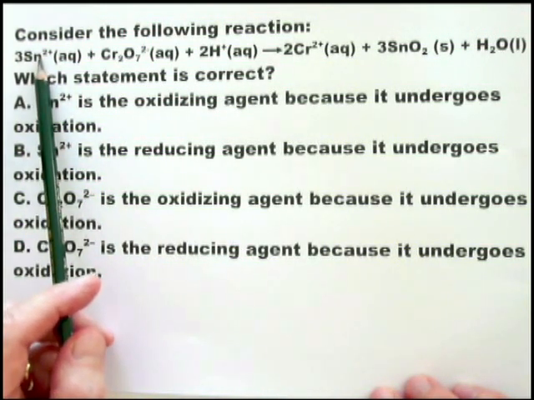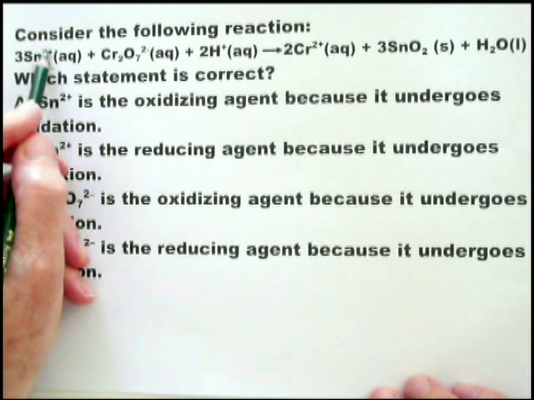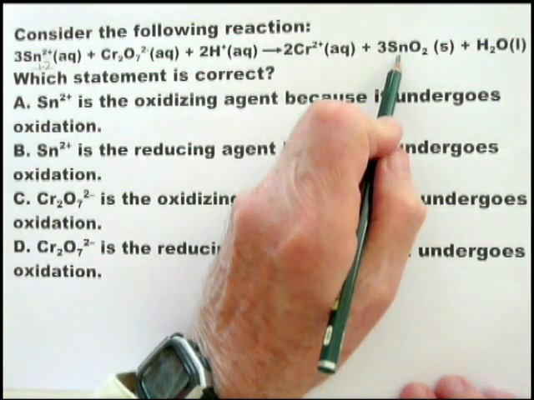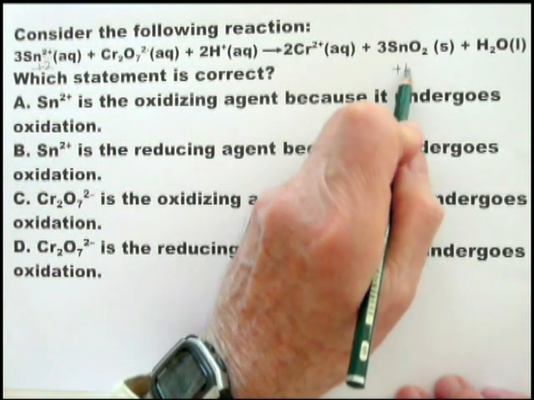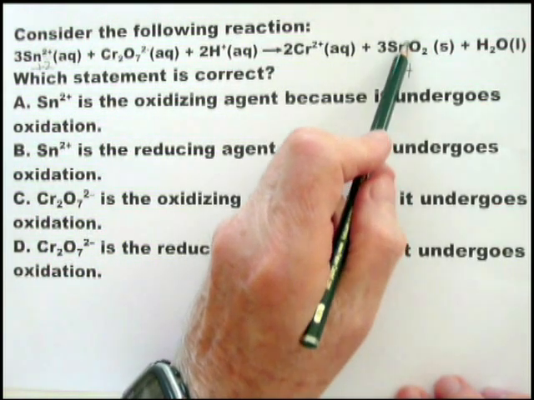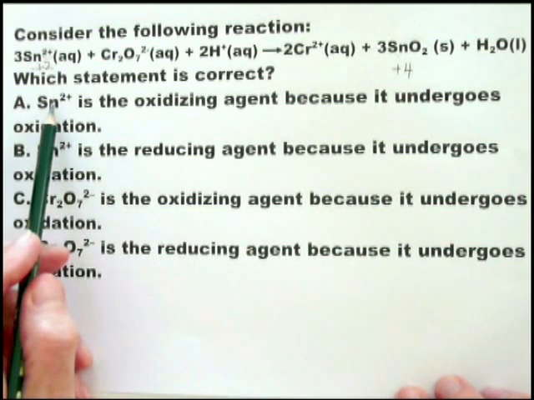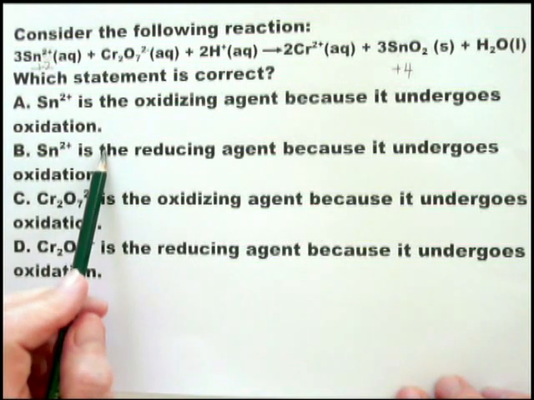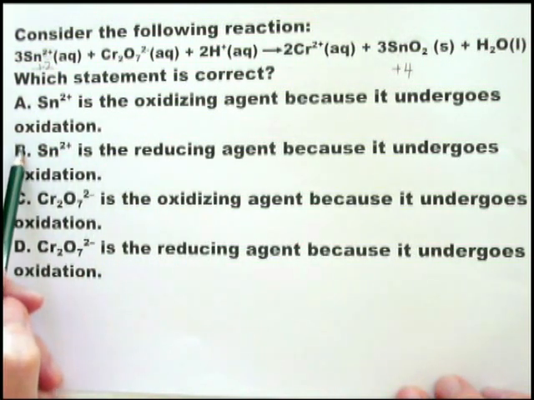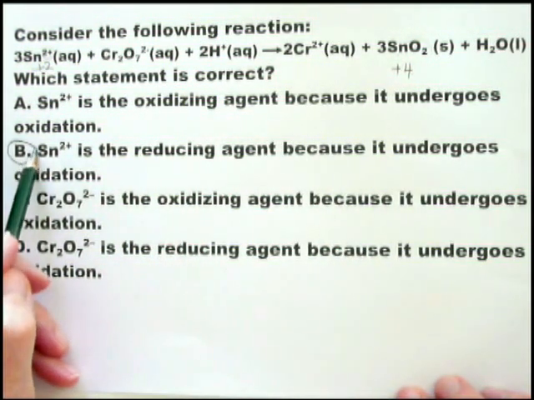That has an oxidation number of +2 because it is Sn2+, and this, just like earlier with the manganese dioxide, there the tin has an oxidation number of +4 because of the two oxygens. So Sn2+ is being oxidized, and therefore Sn2+ is the reducing agent. So it's not the oxidizing agent, it is the reducing agent. So that's possible. And Sn2+ is the reducing agent because it undergoes oxidation. Well, that's true. That is definitely true.